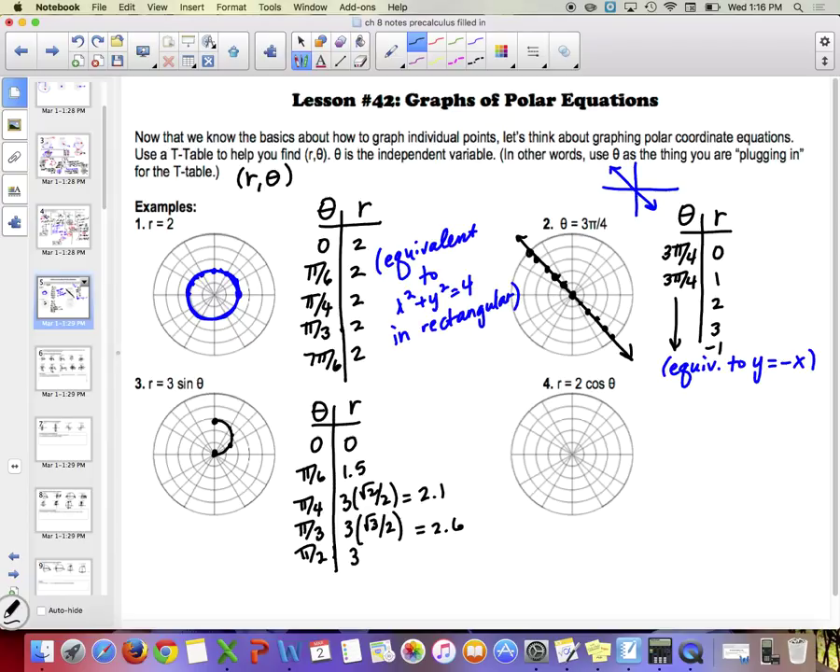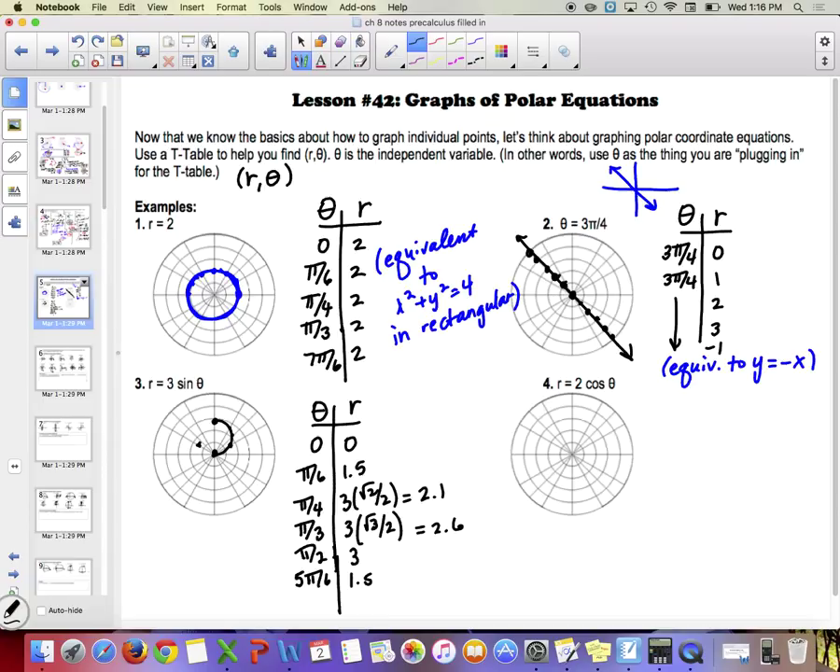All right, then we start to sketch the rest of it. If you plug in more of these points, sometimes you have to do a really long t-table. So let's do 5 pi over 6. Sine of 5 pi over 6 is 1/2. So we get 3 over 2, which is still 1.5. So we're right here again.